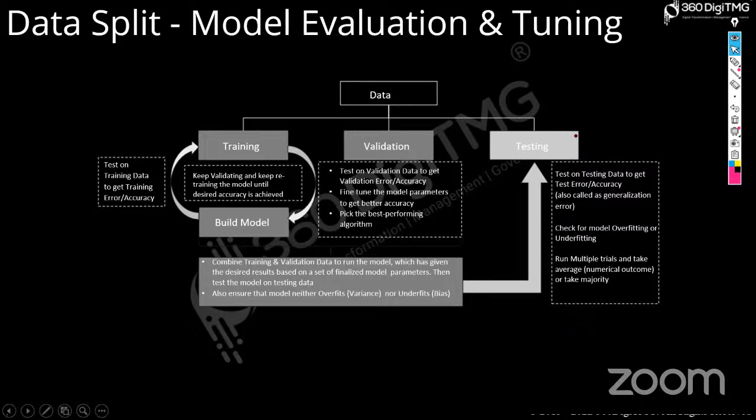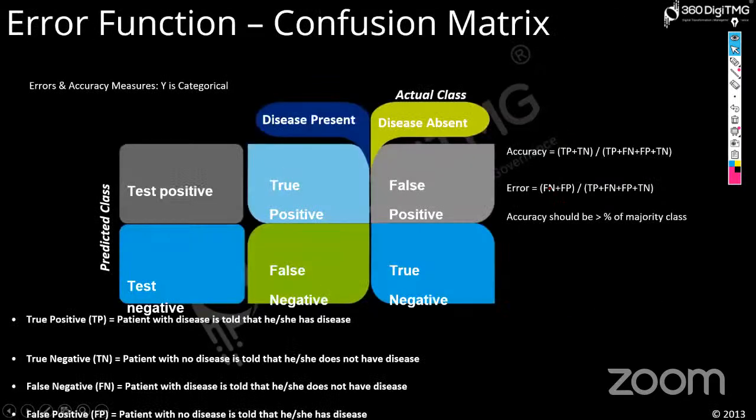Now, coming to the error function, also called your confusion matrix. Suppose your Y is a category, as in this case, disease present or absent. So, what is the confusion matrix? That is the question.